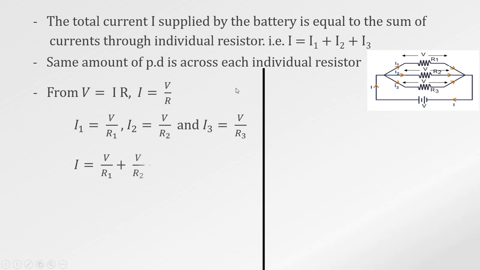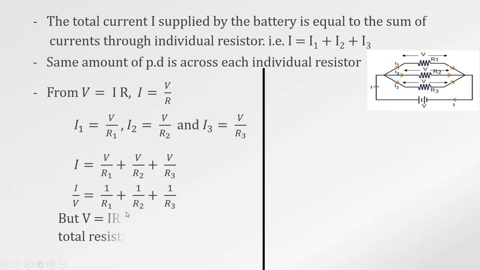So when you substitute in this expression here, we have I is equal to V over R1 plus V over R2 plus V over R3. Pull out V and divide. You have 1 over (I over V) is equal to 1 over R1 plus 1 over R2 plus 1 over R3. But V is equal to IR, where R is the total resistance.